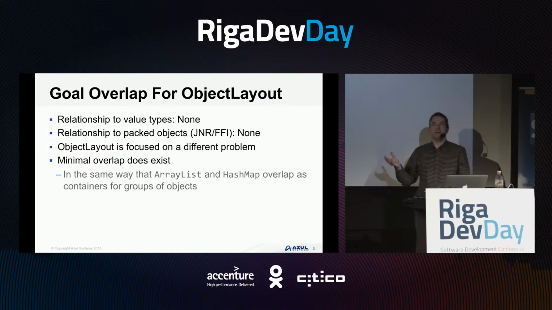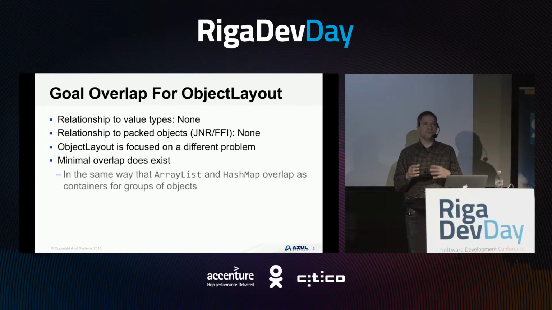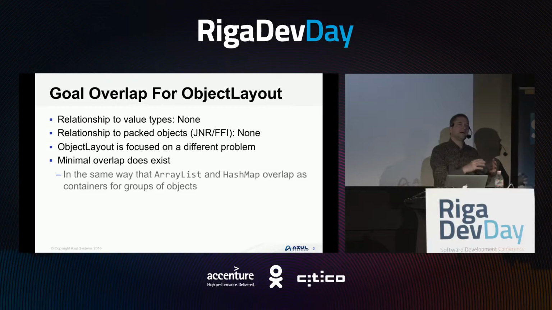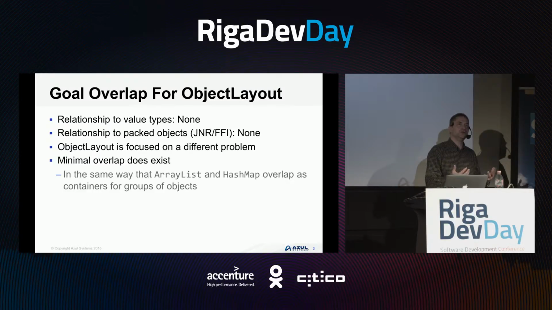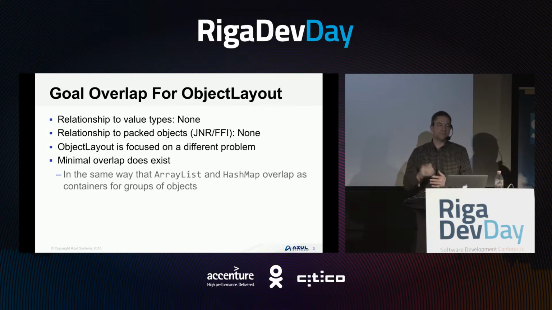Packed objects is another project that people are working on at the moment. And this is more about how you can work with objects which are outside of the heap. Things like native code, where you want to integrate native code. It's looking at ways that you can have a replacement for JNI, a foreign function interface. Again, in terms of the goals of that project and the goals of the object layout project, no overlap.